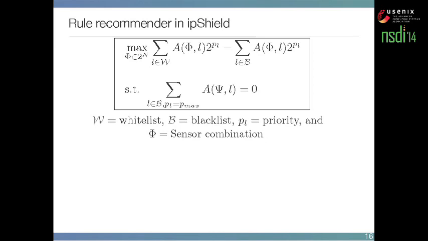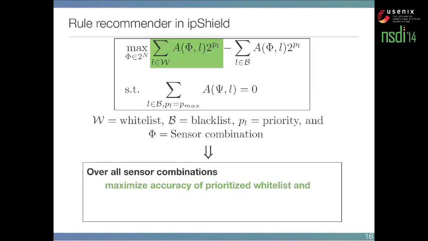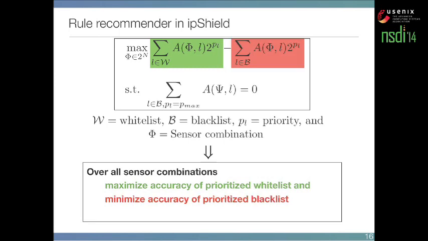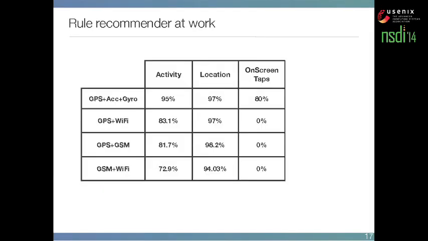We formulate the following optimization problem for our rule recommender, wherein over all sensor combinations, we maximize the accuracy of the prioritized whitelist, minimize the accuracy of the prioritized blacklist, and we ensure that whenever a user indicates that a particular inference is blacklisted with highest priority, that particular inference is blocked. Now, this problem is NP hard, and we don't have a poly-time solution for this, but it could be solved because the number of sensors that are used by applications is really low. So to see how the rule recommender works in practice, we have this inference database.